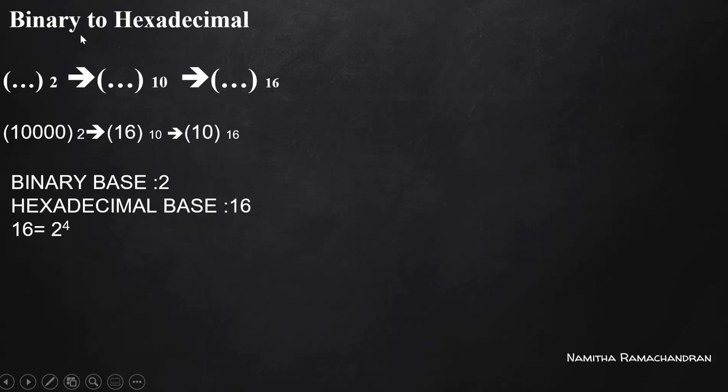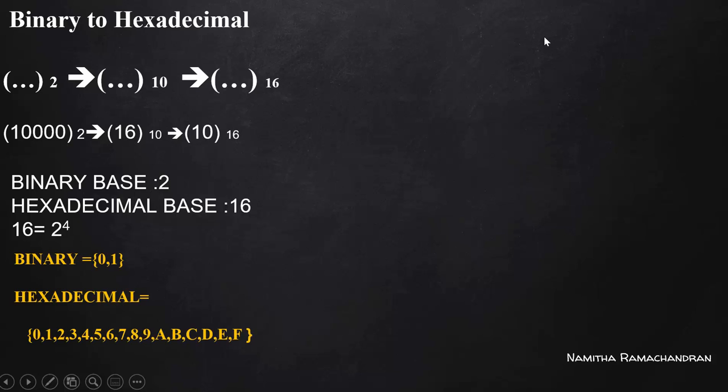Here we want to convert binary to hexadecimal. So consider the bases. The binary base is 2, the hexadecimal base is 16. And we can generate a relation between these two bases like this. 16 can be represented as 2 to the power 4. Based on this relation, here we can implement one table.